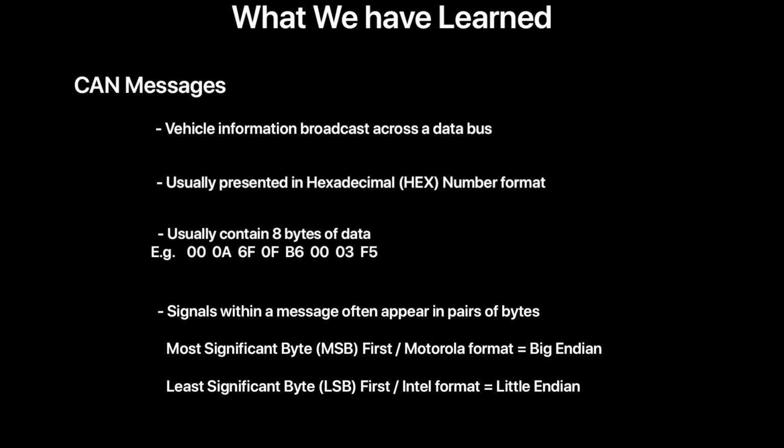We've seen that those 8 bytes of data can contain signals. Those signals could be individual bytes, but where they're in pairs of bytes, they could either appear in big endian or little endian format. And finally, by adjusting the values in an individual CAN message, we've been able to identify a signal, and we've been able to figure out which one is the most and which is the least significant data bytes. So we have been able to successfully decode that signal within that CAN message.